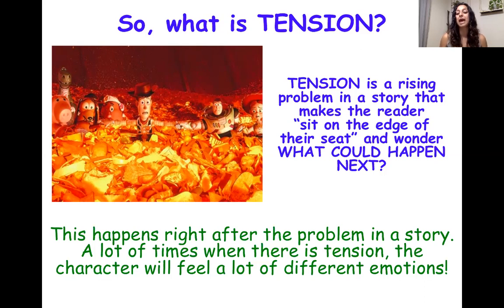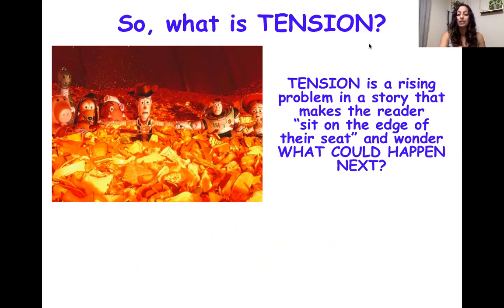So this usually happens right after the problem in a story. And a lot of times we know that there's tension because the characters will feel a lot of different emotions. Like in this part of Toy Story, all the characters were feeling worried and scared and sad, and they thought they were gonna die, right? They were feeling hopeless, and they had just given up because they thought they were gonna get taken in the fire.